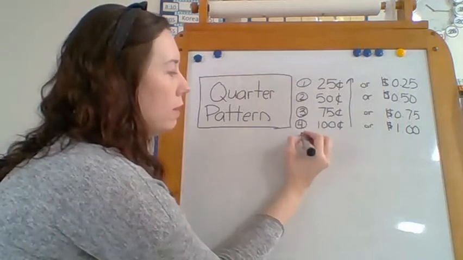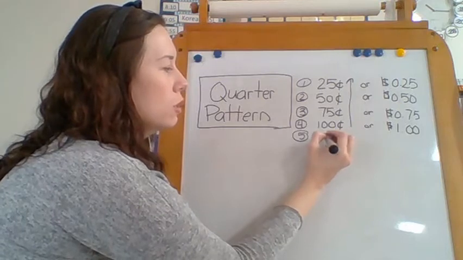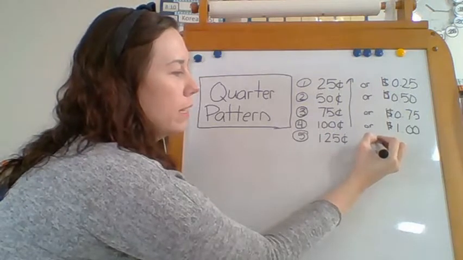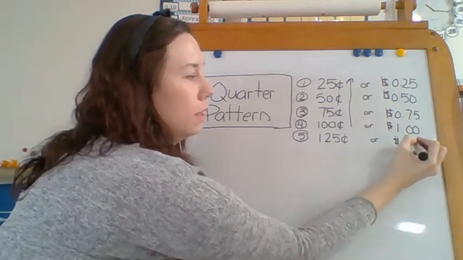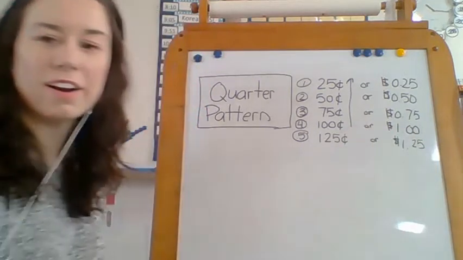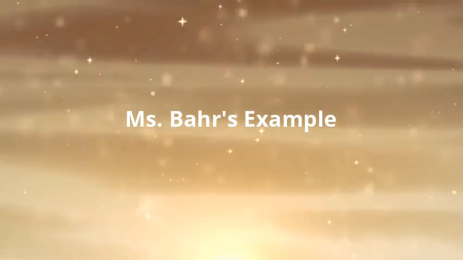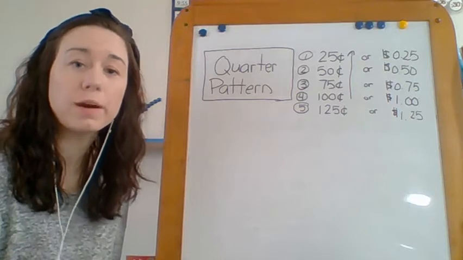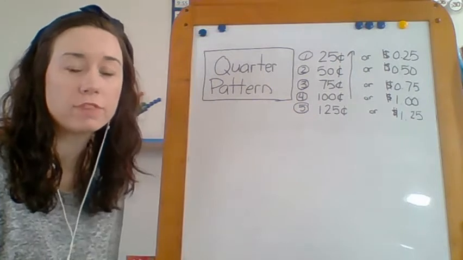So the next one, if I have 5 quarters, it'd be 125 cents. Or if I want to write it in a different way, it'd be $1.25. All right, today we're going to use that to add up our change. Ms. Farr is going to share a couple of examples with you how to add up quarters and then how to add up all of the change we have talked about.